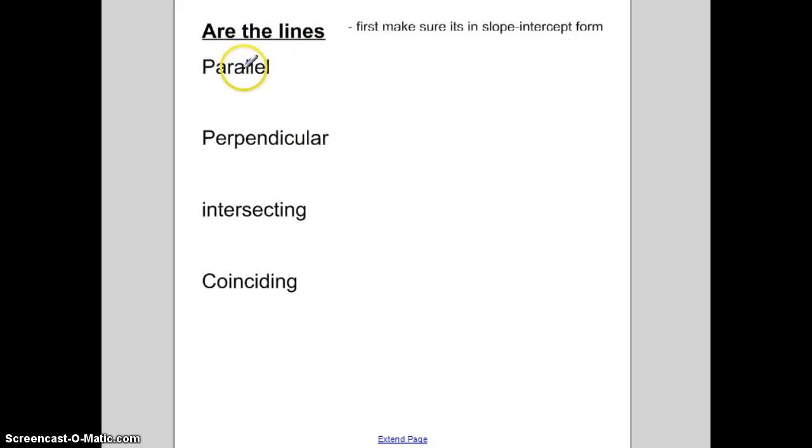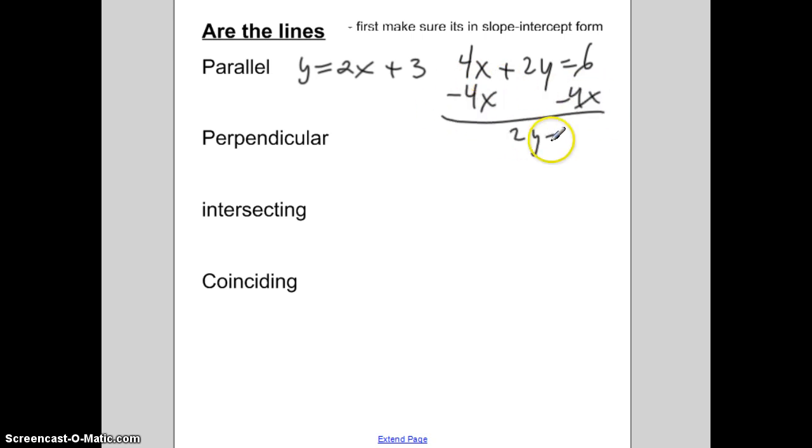Are the lines parallel, perpendicular, intersecting, or coinciding? So first you need to make sure that the equation of the line is in slope-intercept form. So if I give you one that's like y = 2x + 3, and another one, I don't know, say, how about something like 4x + 2y = 6. You've got to make sure this is in slope-intercept form, which means get the y by itself first. So minus 4x, minus 4x, is 2y equals a negative 4x plus 6.